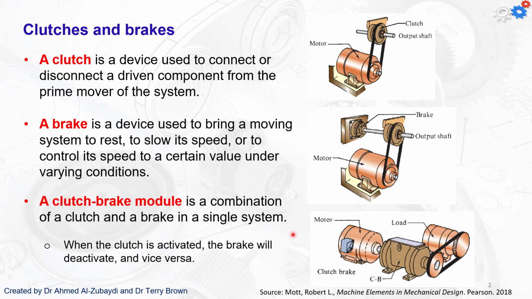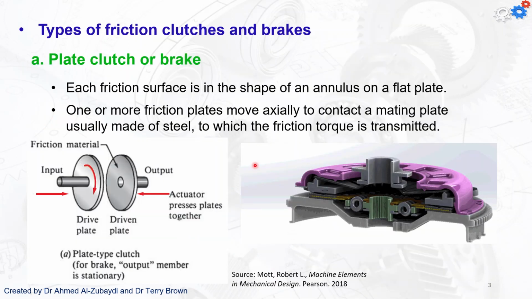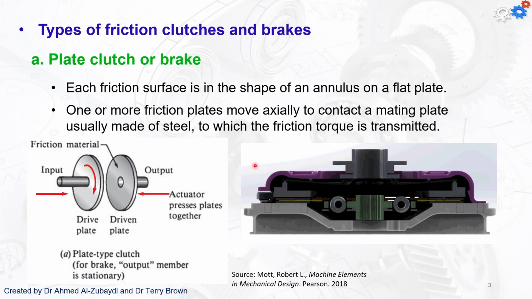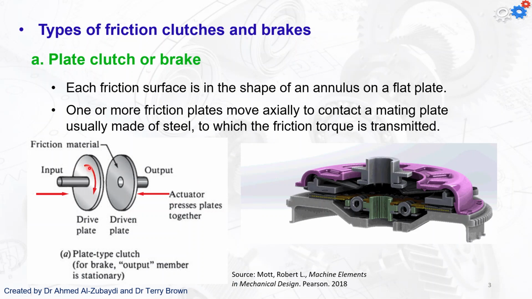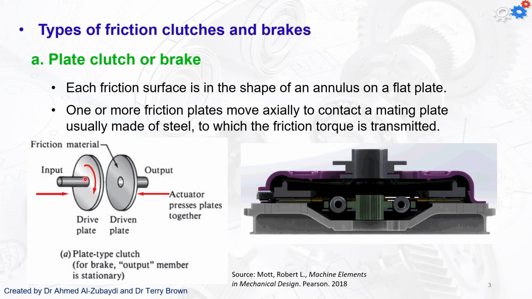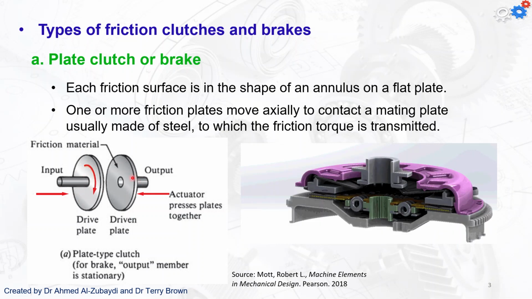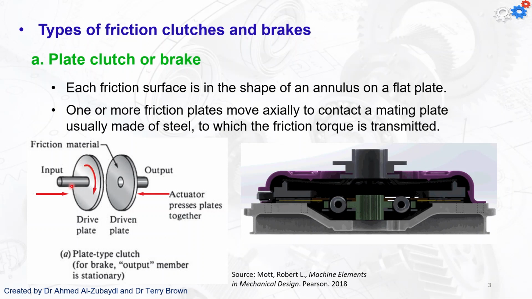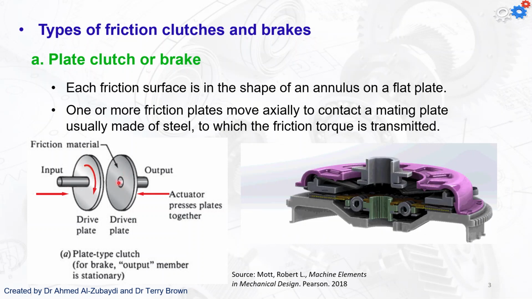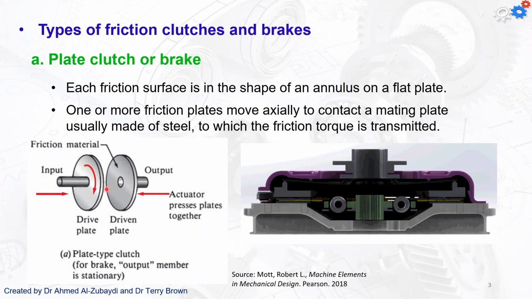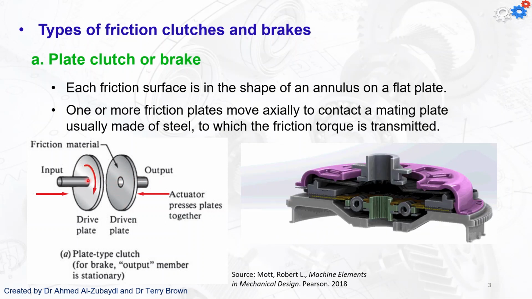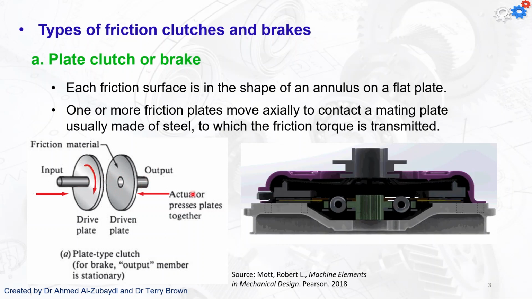Okay, so that's that. Firstly, looking at the basic operation of a plate clutch or brake. Basically all we've got is one plate that's rotating, and then to get that input rotation to the output, we just bring the two flat plates together. The power is transmitted from one plate to the other through friction and the friction torque that's generated.